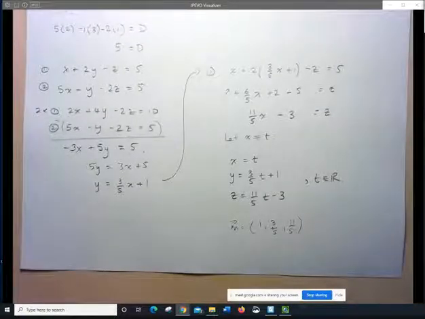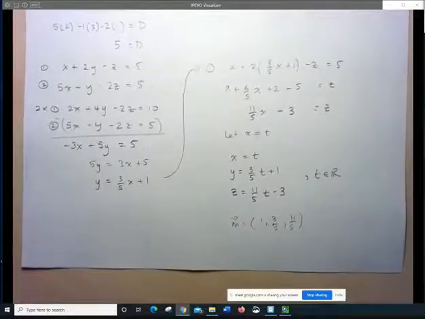So what we now have is ways to find intersections of two lines, a line and a plane, and two planes.